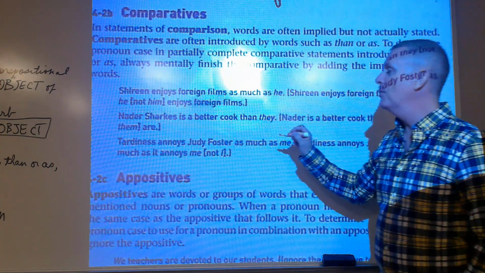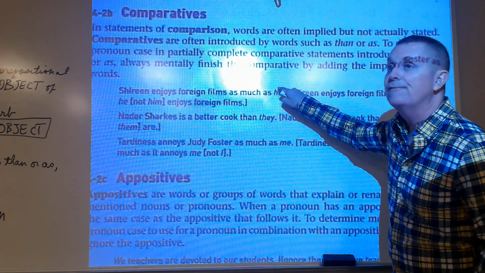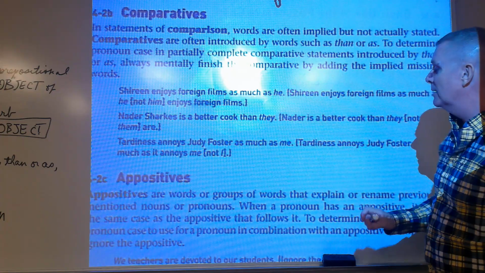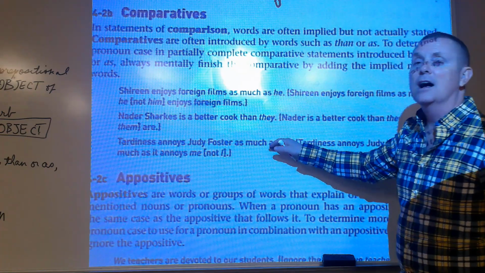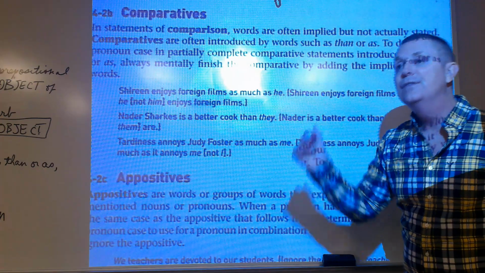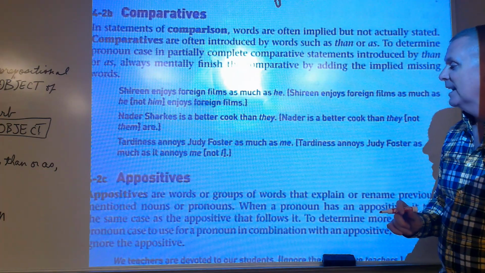So the key component on these: if you have than or as before a pronoun and a following verb is implied immediately, use a subjective case pronoun. But if you have than or as that precedes a clause and not a following verb that's implied, then use an objective case pronoun: me, us, you, him, her, it, them.